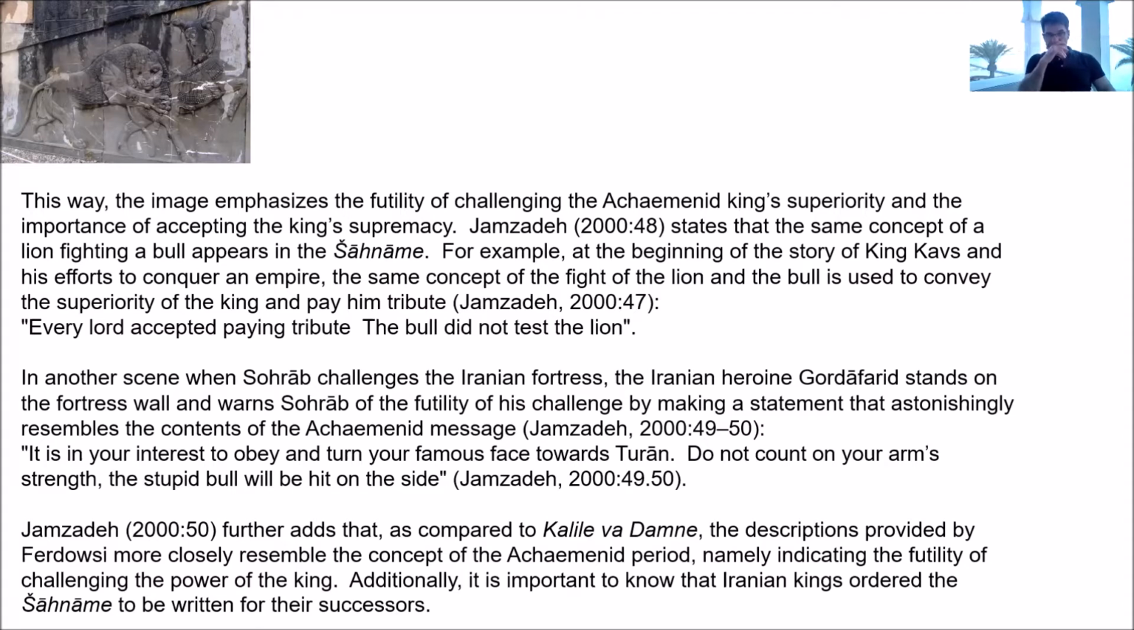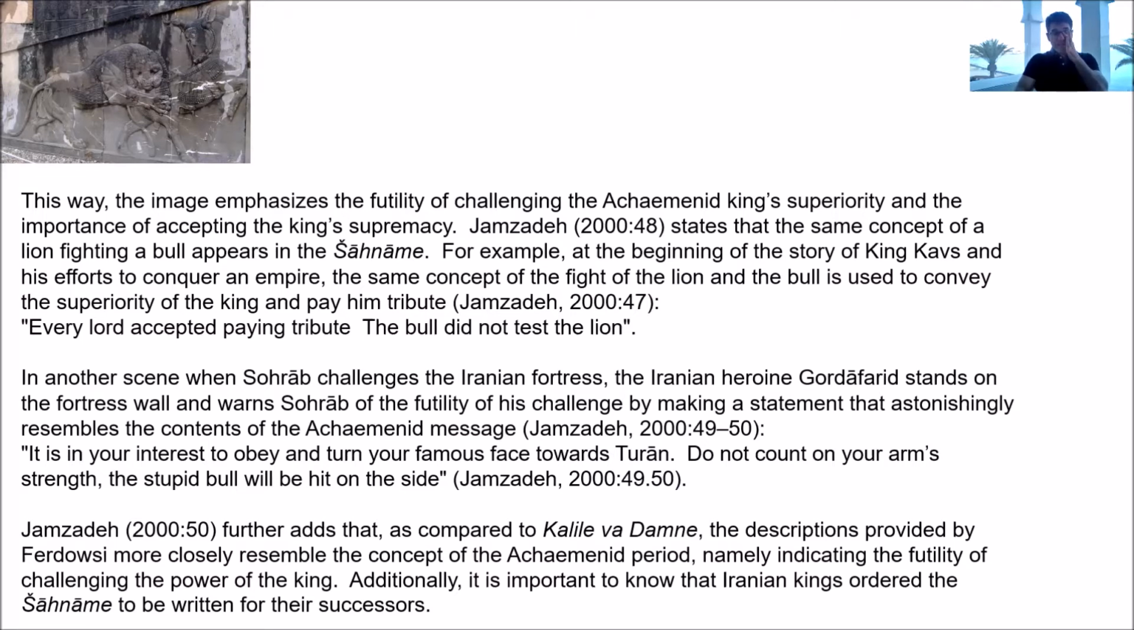That's the translation. Another scene is when Sohrab challenges the Iranian fortress. The Iranian heroine Gordafarid stands at the fortress wall and warns Sohrab of the futility of his challenge by making a statement that astonishingly resembles the contents of the Achaemenid message. It is in your interest to obey and turn your famous face towards Turan. Do not count on your arm strength. The stupid bull will be hit on the side.